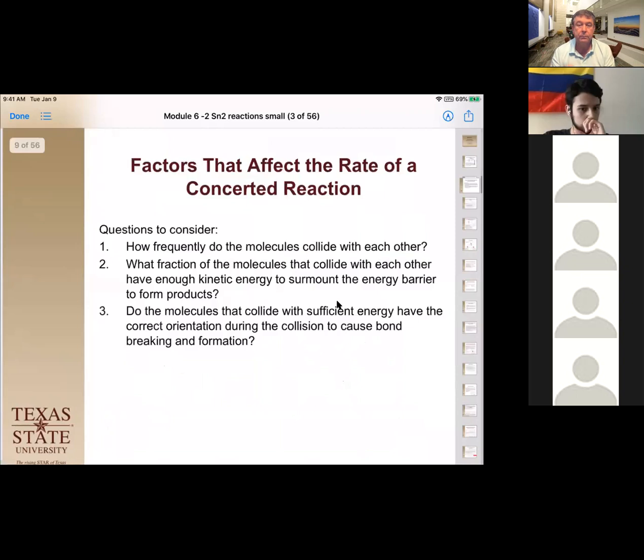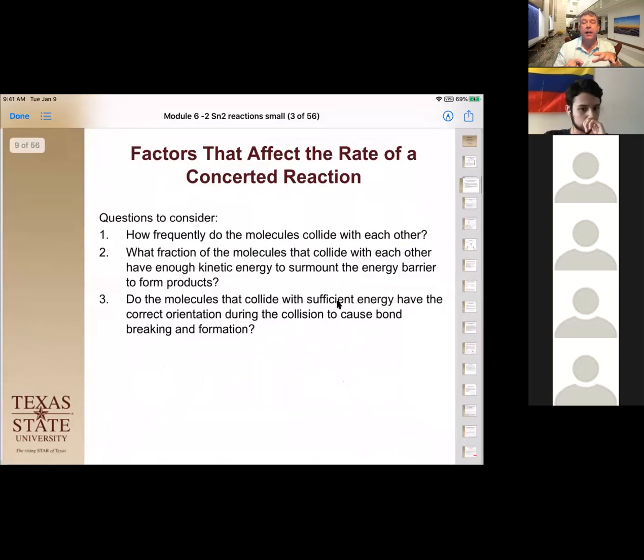So when a reaction happens all at the same time, when there's only one hump on your reaction diagram, we call this a concerted reaction, meaning a bond is being formed while a bond is being broken, and never do you have an intermediate. So this is a concerted reaction, okay?